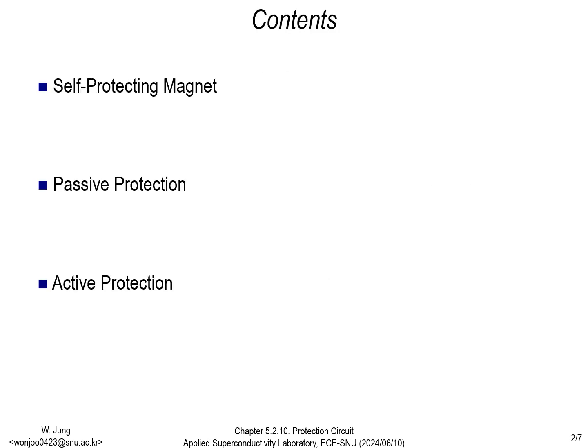Here's an outline of today's lecture. Self-protecting magnet, passive protection, and active protection. We will cover each type of protection circuit, discussing their principles, applications, and significance in superconducting systems.